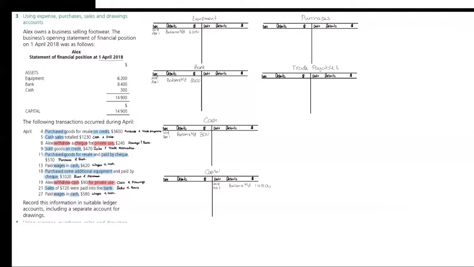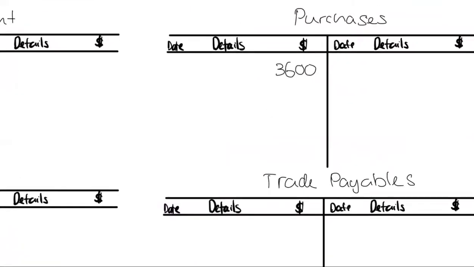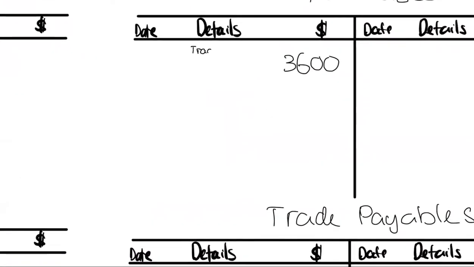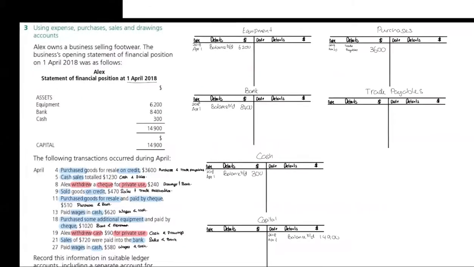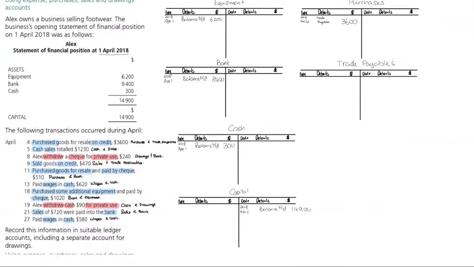So we have to record 3,600 on the debit side of purchases. How did we buy this? Through trade payables. The date would be 2018, April 4th. And then in the trade payable account, I have to write it on the credit side because it is a form of liability. One day we have to pay them back. On the same date, we're going to write purchases, 3,600. This is what we call one set of double entry.